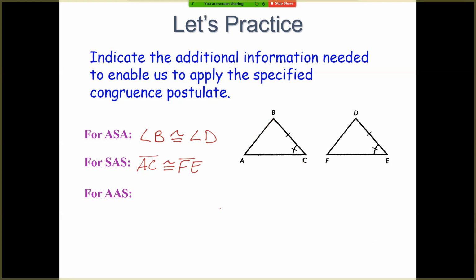And then for angle, angle, side, we need to know another angle, but this time we don't want to include the side. So that would be angle A congruent to angle F. Because if I mark this and this, that would be my non-included side.